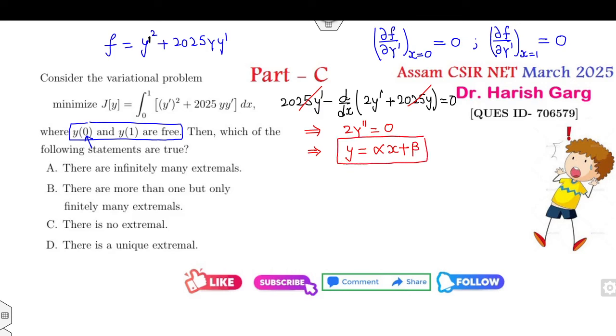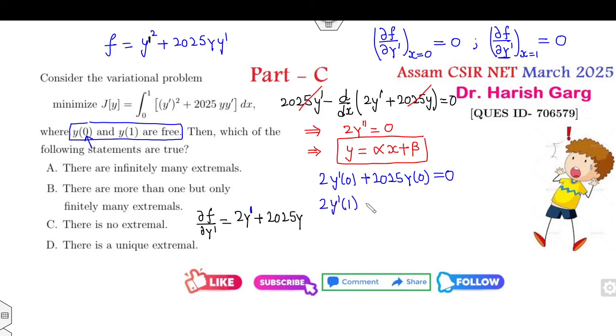Is it okay? Now I can apply these conditions. What is the partial derivative of f with respect to y dash? It is 2y dash plus 2025 y. So I can substitute here at the point x equal to 0, that will give you 2 y dash of 0 plus 2025 y of 0 is 0. For the second, at the point x equal to 1, it is 2 y dash of 1 plus 2025 y of 1 is 0.